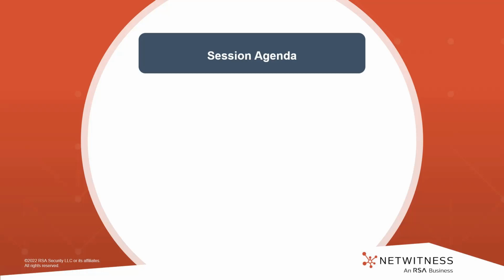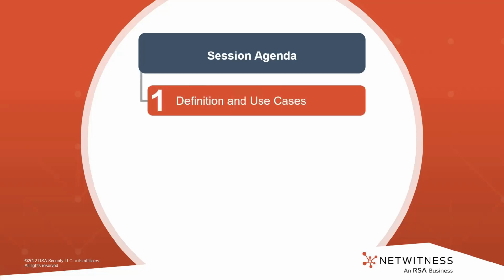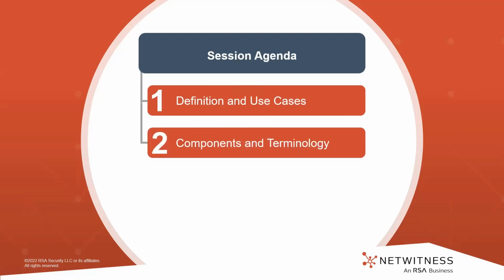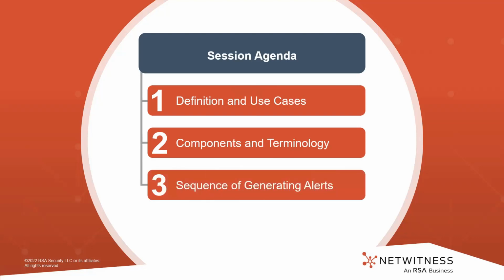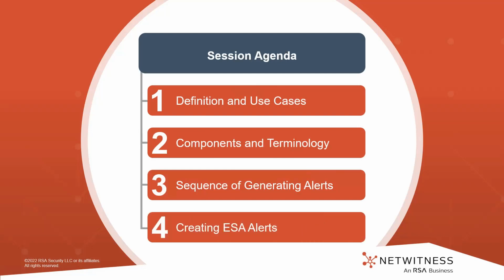The session includes 4 topics. We'll start with identifying ESA and exploring a use case for it. Then we'll move to ESA components and recognize some important terminology that will help us throughout the session. The third topic of this session is about the sequence of generating the ESA alerts. And finally, the fourth topic is about creating ESA alerts, and we will watch a video demonstration that clarifies the required steps to do so.